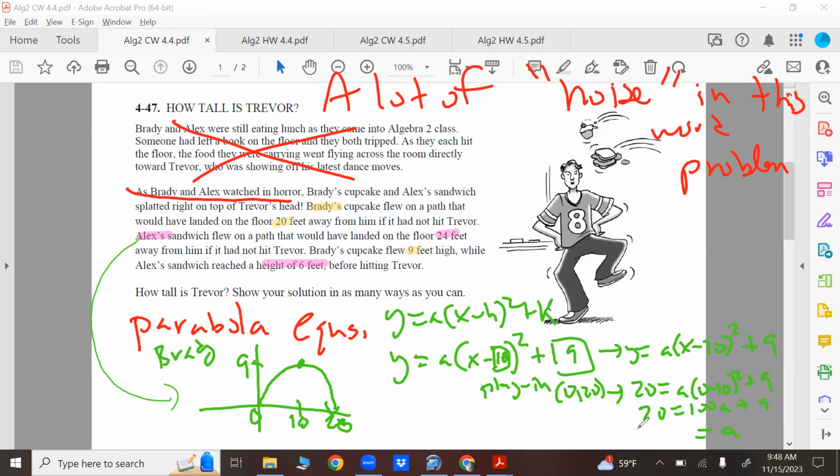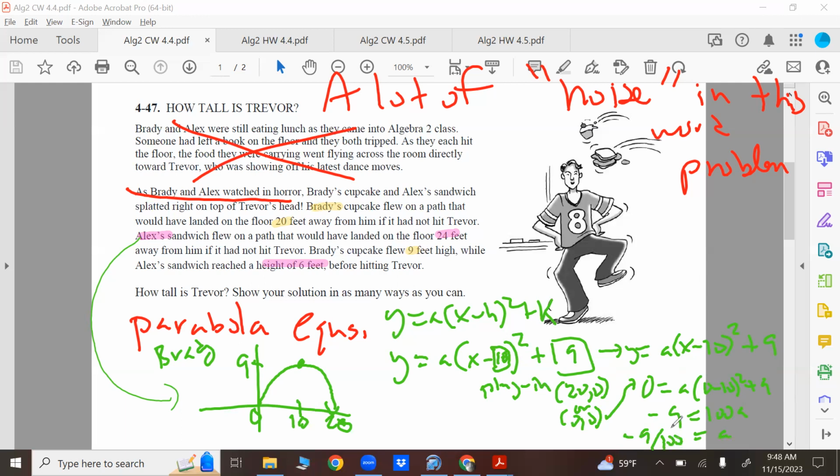Hold on, did I make a mistake? I made a mistake, guys. What mistake did I make? Yeah, it was 20 comma 0, guys. Sorry, my bad. Or 0, 0. Let's do 0, 0. That's easier. So my apologies, guys. I goofed there. So negative 9 equals 100a. a is negative 9 over 100.